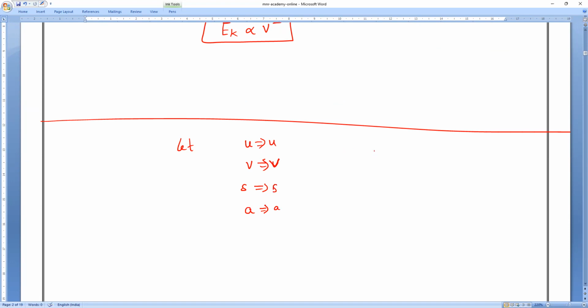Now, what is from Newton's second law? F is equal to ma, equation 1. Next, second one. What is that, everybody? F is equal to ma.